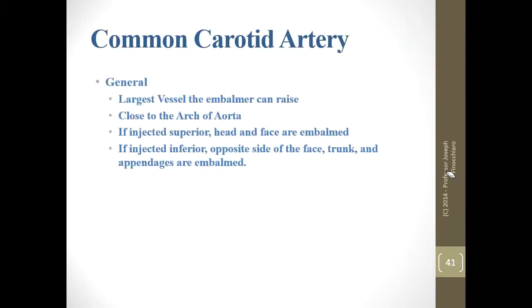So let's look at the vessels we use for our embalming. Common carotid artery, right and left. Largest vessel the embalmer can raise in the adult human body. Close to the arch of the aorta. If injected superior, head and face are embalmed. If injected inferior, opposite side of face, trunk, and appendages are embalmed.